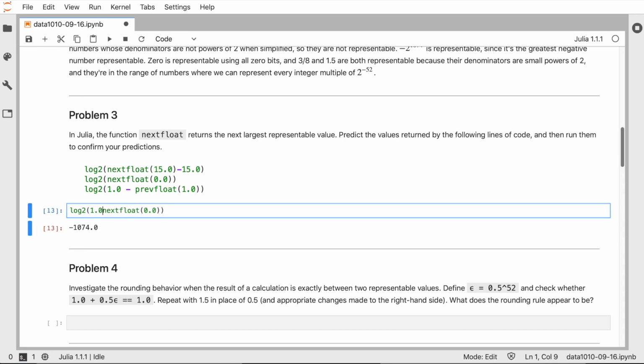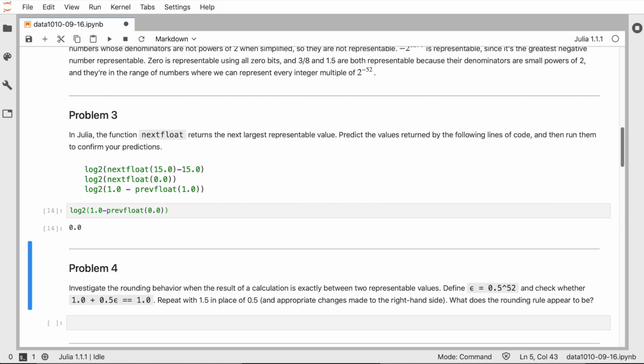If we do the difference between 1 and the float before it, then we're to the left of the interval from 1 to 2. In other words, we're between a half and 1, and so the tick spacing should be half as large there. So it should be 2 to the minus 53. And that's correct.